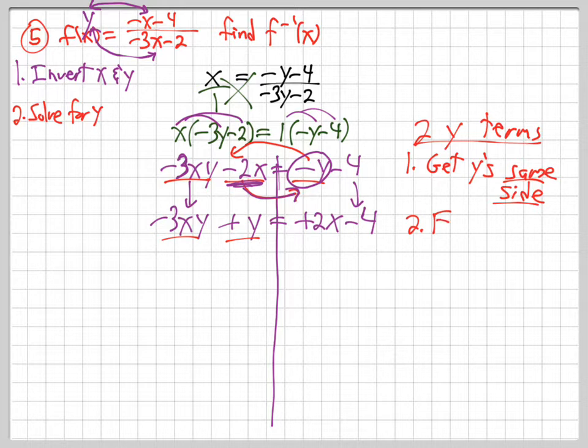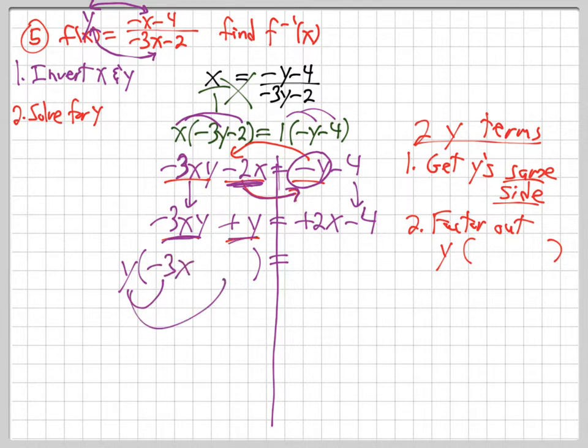Next step, factor out y with a big old parenthesis. So you put the y on the outside, and then you say, okay, y times what will go back to minus 3xy. Minus 3x. And y times what will go back to plus y? Y times what is y? Plus 1, huh? Y times 1 is y. Does that make sense? If I was to distribute that, it would go back, wouldn't it? The other side stays the same.